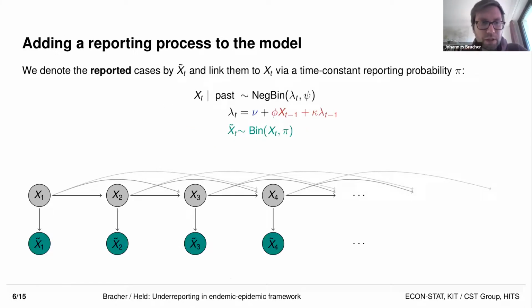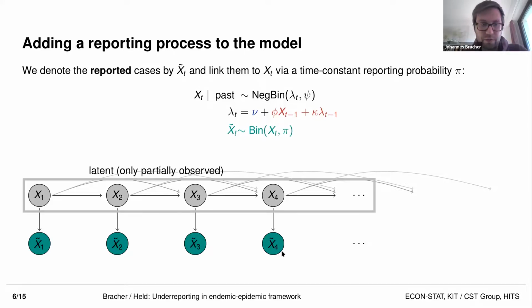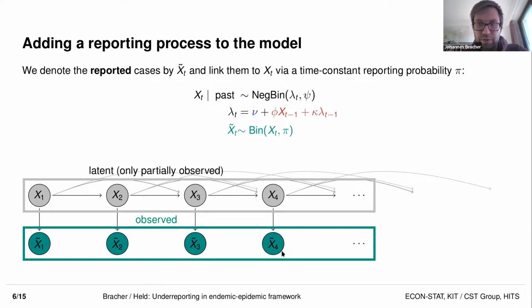Okay, and this is the new bit here: we assume that we don't really observe this X process, but that there's an additional reporting process, which is binomial here, and we have this X tilde process, which is what we actually observe. So this is latent, this is observed and can feed into the model fitting.